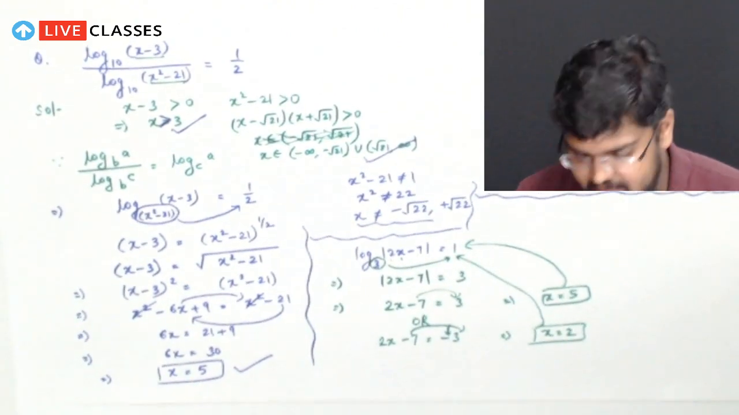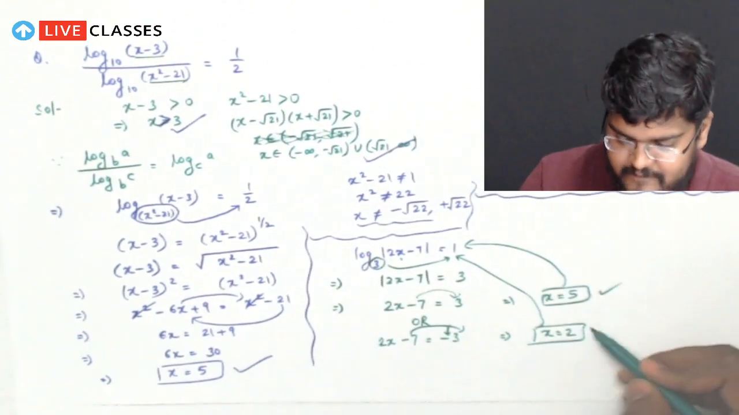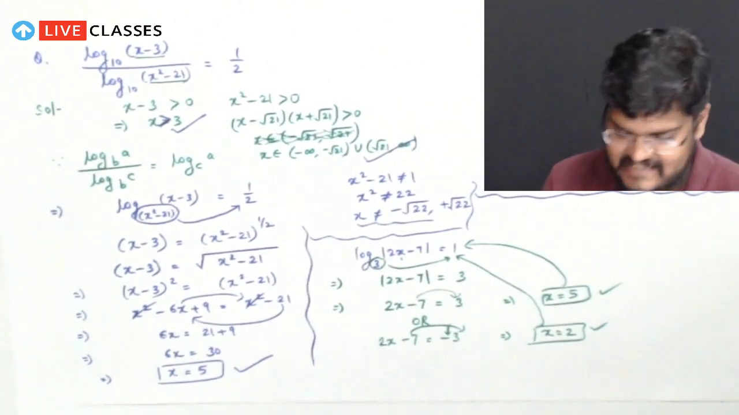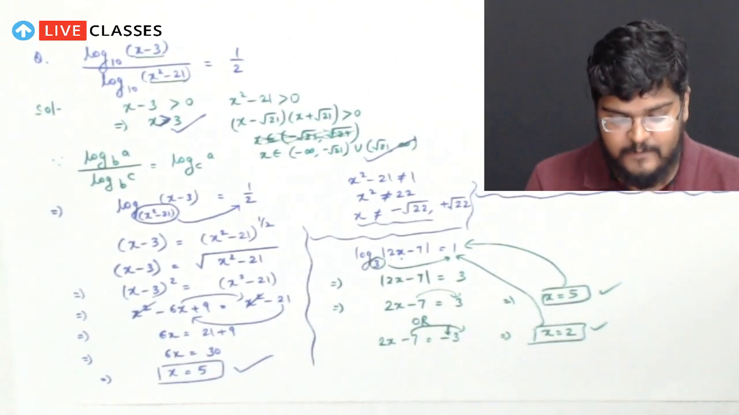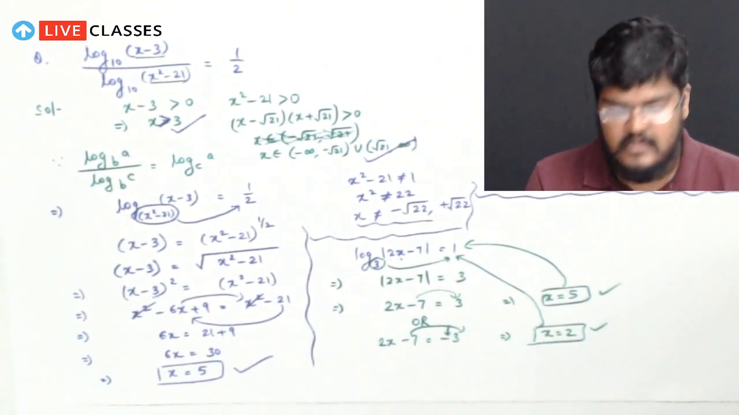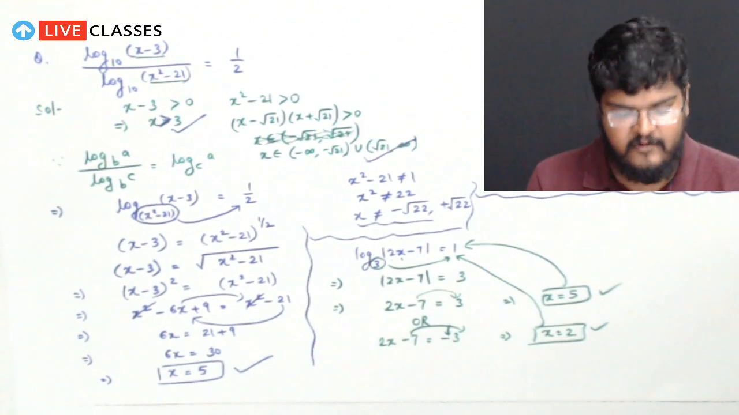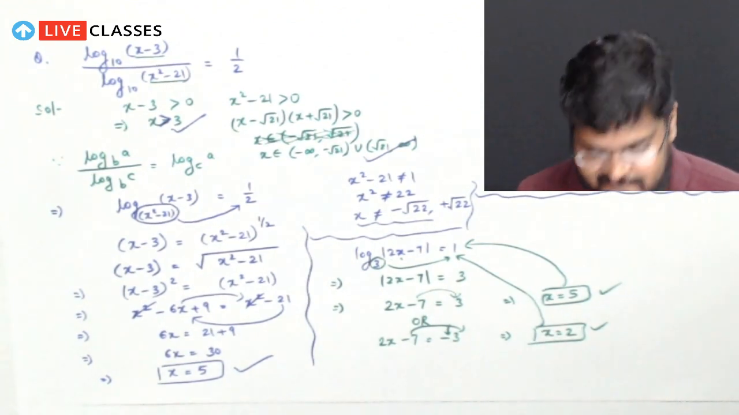So in this particular case, guys, there will be two values of x that will satisfy our given equation: x is equal to 5 and x is equal to 2. I hope this clears your doubt here, and I hope moving forward you'll be able to solve these kinds of questions.